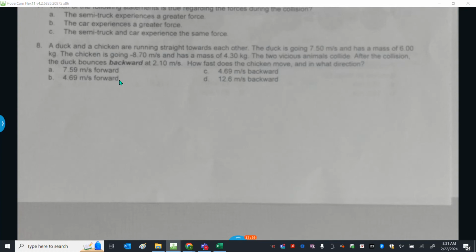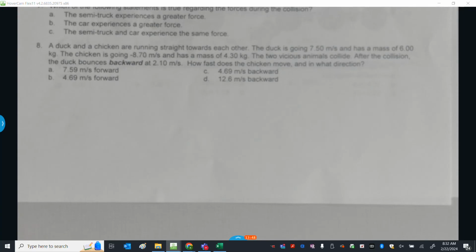It says, a duck and chicken are running straight toward each other. The duck is going 7.50 meters per second and has a mass of 6 kilograms. The chicken is going negative 8.70 meters per second and has a mass of 4.30 kilograms. The two vicious animals collide. After the collision, the duck bounces backward at 2.10 meters per second. How fast does the chicken move and in what direction?